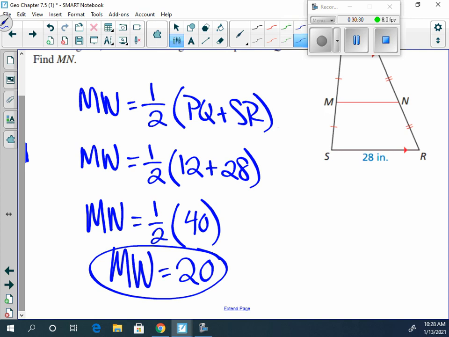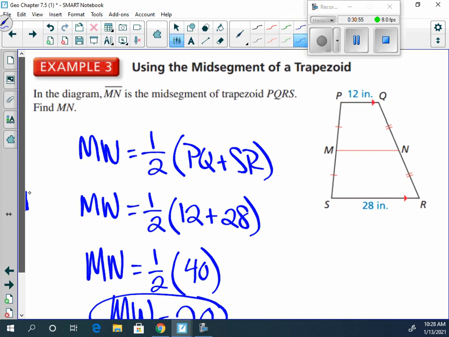Will the value of the mid-segment ever be bigger than the biggest side? Well, no. Will it ever be smaller than the smallest side? No. The mid-segment's length will always be between the two values. It's actually half of the two values. It's in the middle. It's the mid-segment. Any questions on this here? Are we good with this here?